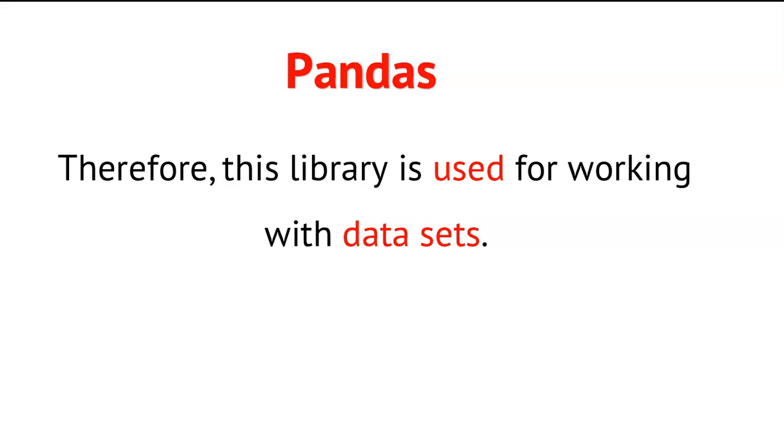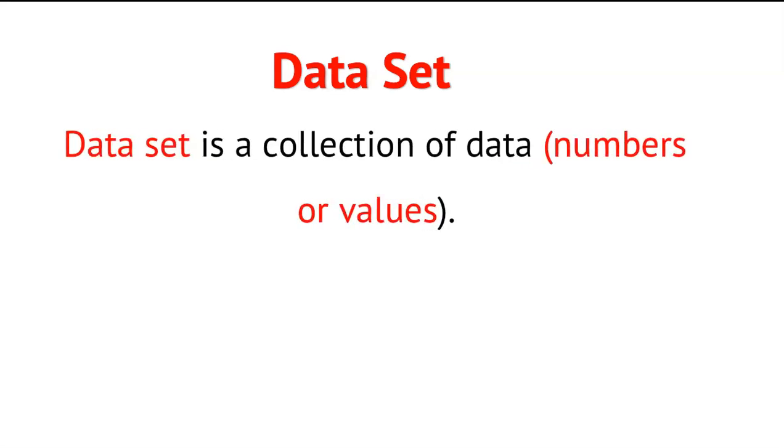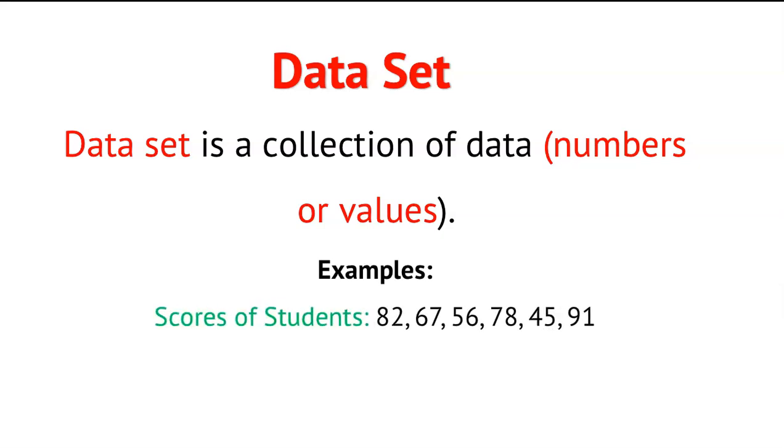Now let's understand what a dataset is. A dataset is a collection of data, that's numbers or values. For example, scores of students or Amazon sales data. Other than these, any set of values or numbers can be a dataset. And in machine learning, a dataset is very useful to work with. So we can say a dataset is an important part of machine learning.